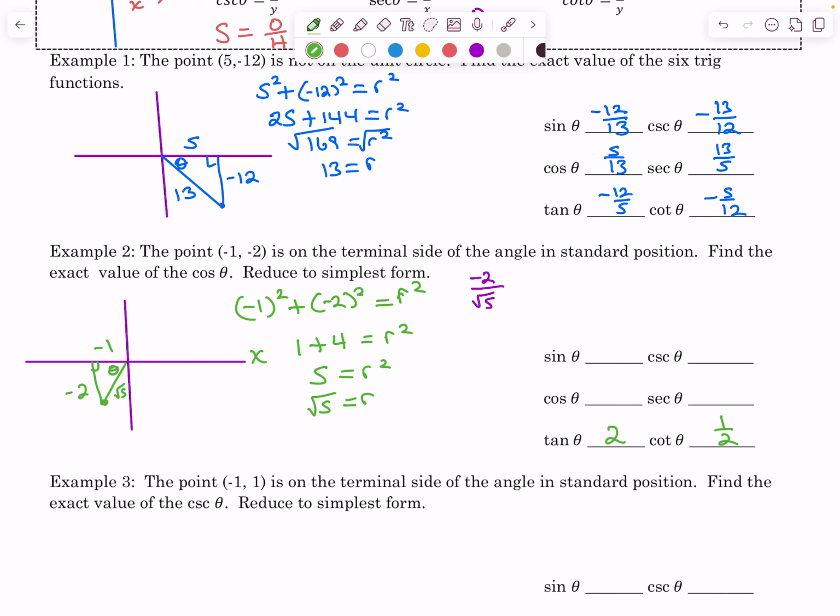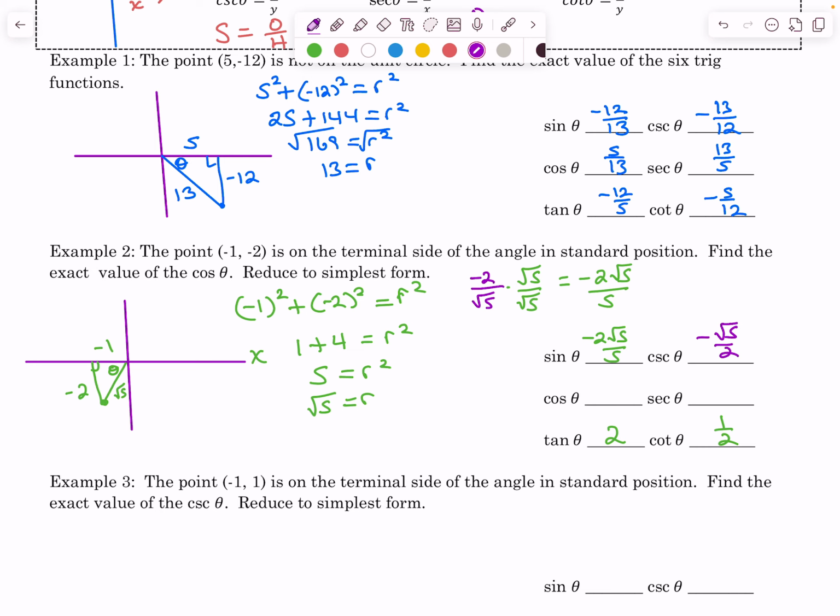And so I'm going to rationalize, root 5 over root 5, which will give me -2 root 5 over 5. And that's going to be my sine. And if I look back at what I wrote in purple first, -2 over root 5, if I use the reciprocal of that, -root 5 over 2, that will be our cosecant.